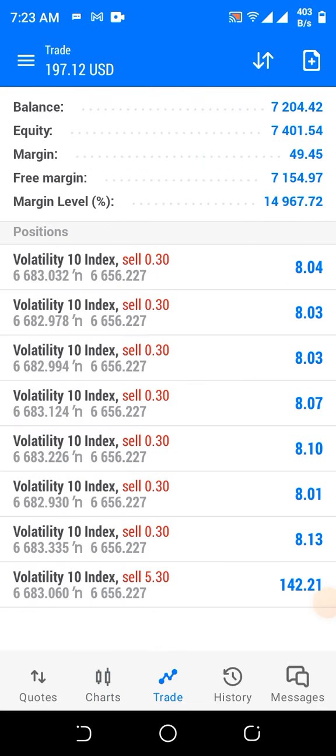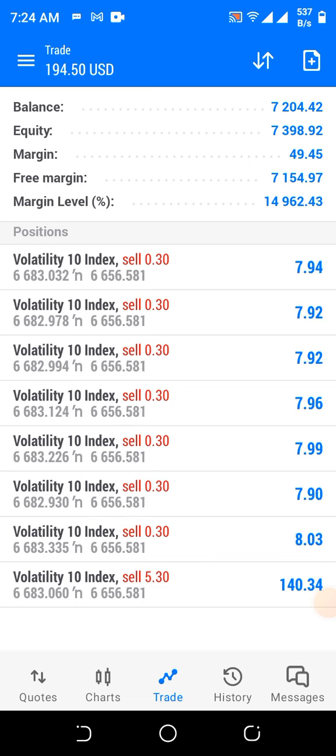Welcome guys, let me show you one of the benefits of following a particular strategy and a particular pair or volatility index. This is volatility 10 index and I have been on this volatility 10 index over some months now, only on volatility 10 index, and I have been making consistent profit. I have made over 3-4 thousands of dollars over the past 3 months on volatility 10 index.